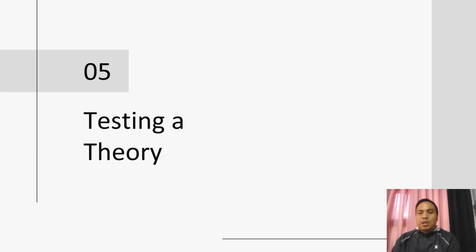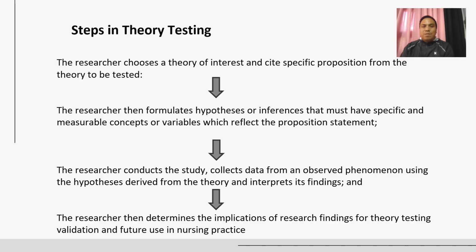Next one, testing a theory. So these are the steps in testing a theory. The steps in testing theories start with the researcher choosing a theory of interest and identifying a specific proposition from the theory to test.